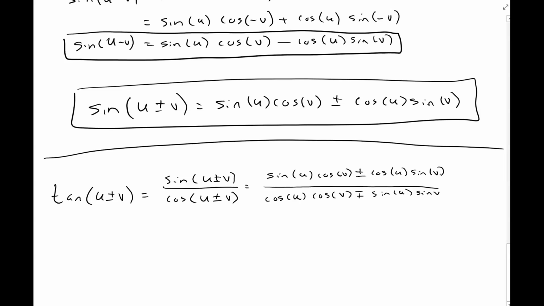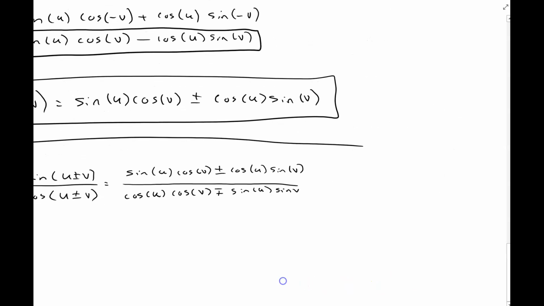But this is a little bit unsatisfying because we have tangent of an angle sum or difference expressed in terms of sines and cosines, right? I'd rather have that expressed in terms of tangents. So here's my trick. I'm going to multiply the top and bottom by 1 over cosine u times cosine v. And it's okay to do this because I'm really just multiplying by 1, right? Because I'm doing the same thing on top and bottom.